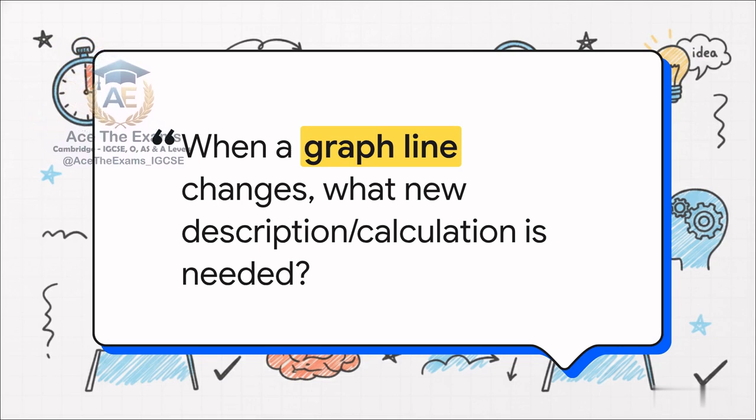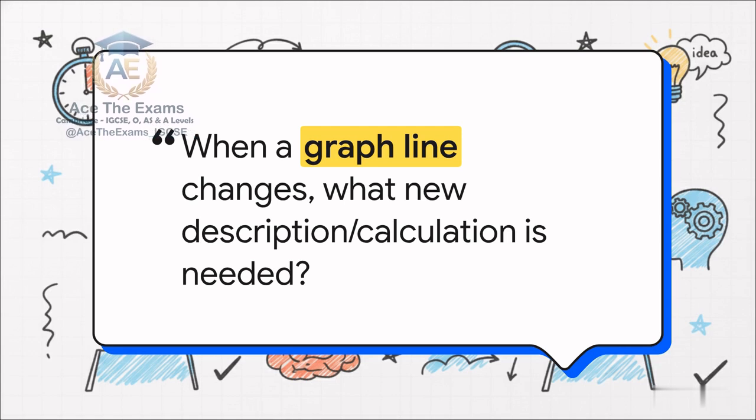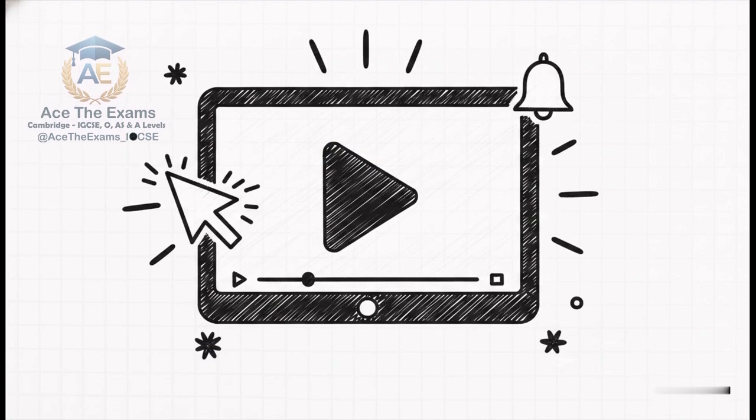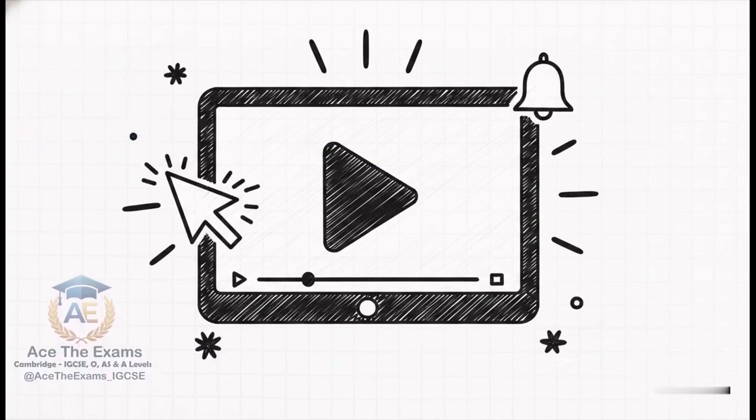When a graph line changes, what new description or calculation is needed? Every single time that line bends, every time it flattens, or every time it drops, the physical context of the object has fundamentally changed. You must consciously stop and ask yourself this key question every single time you face a motion graph in an exam. Think about it for a second.